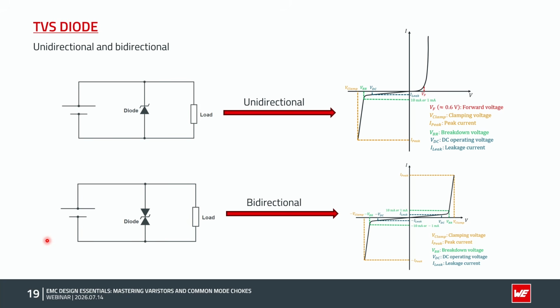In the bidirectional case, the protection is symmetric. In the current voltage curve, we can see that the voltage must always exceed the breakdown point in order for the current to flow, regardless of the direction of the current. The IV curve behavior is identical in both the forward and reverse directions.